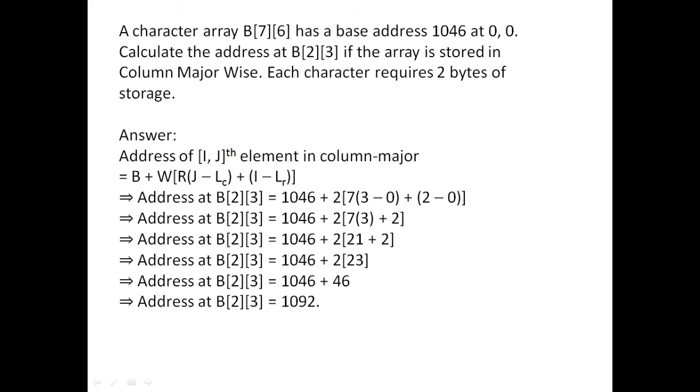The address of B23 we are going to calculate, that means I2 J3. Base address is given as 1046 because it starts from 00, the beginning address. Storage is 2, then the total number of rows is 7. J is 3 minus lower row, lower column, these are 0, 0. So we'll use all this and calculate. Finally, we get the answer 1092.